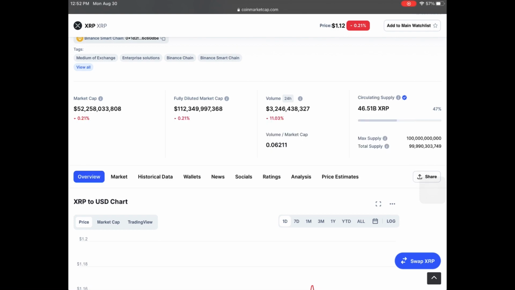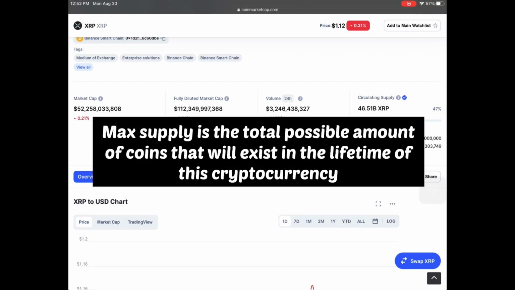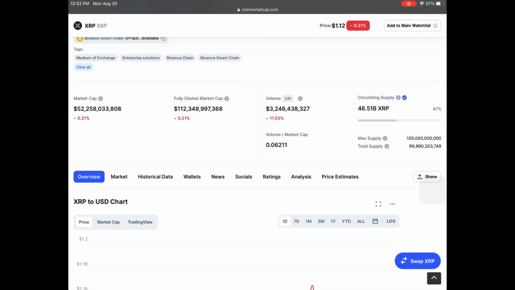Then, max supply, it is the total possible amount of coins that will exist in the lifetime of this cryptocurrency. So, let's say si XRP, ang pinaka-maximum na XRP na mag-e-exist is 100 billion lang. So, hindi na siya lalagpas pa doon. So, sa 100 billion na yon, 46.51 billion lang yung available i-trade or gamitin sa market.